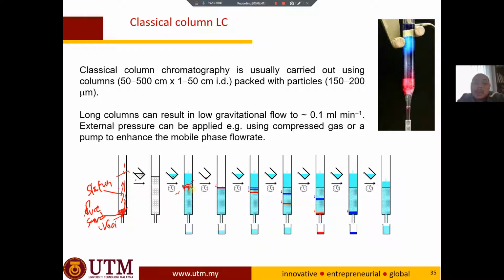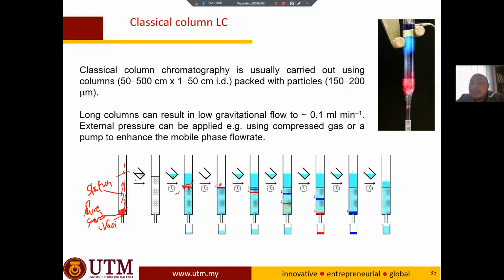Then after that, they load the sample. But for this figure, after they put the stationary phase, they condition it with the mobile phase, and then they load the sample here. After you load the sample, you put your solvent. After that you allow it to flow, to separate.